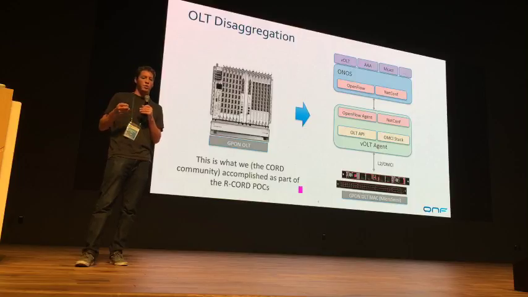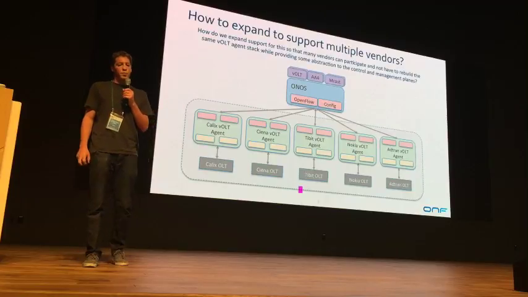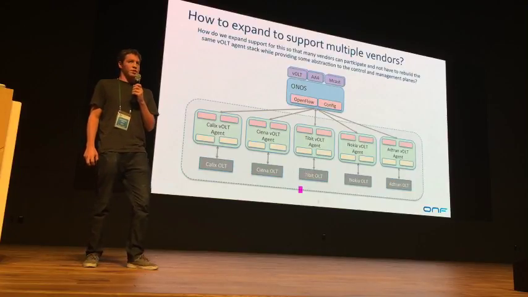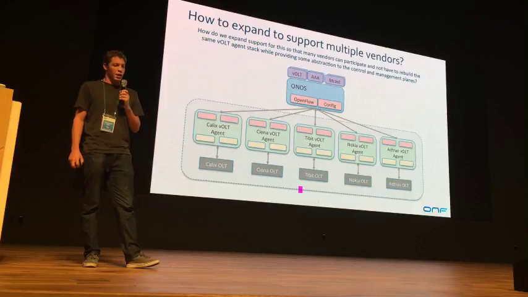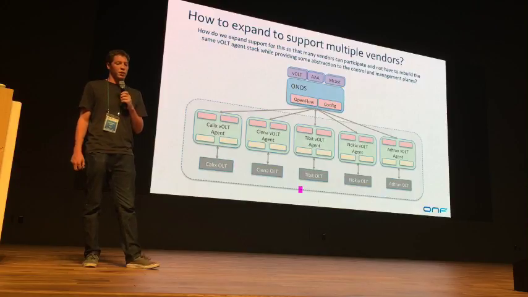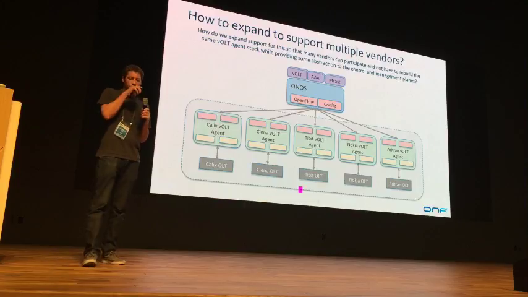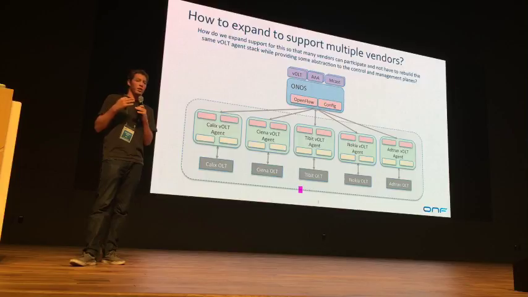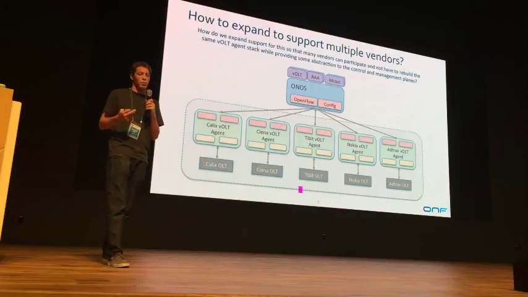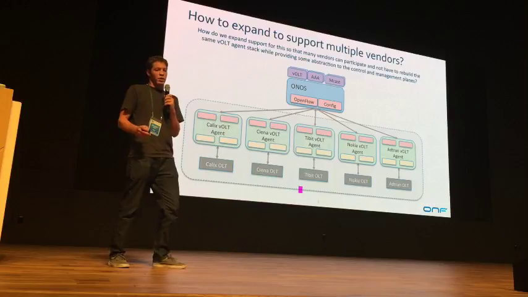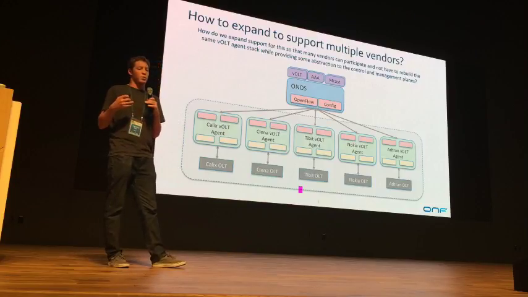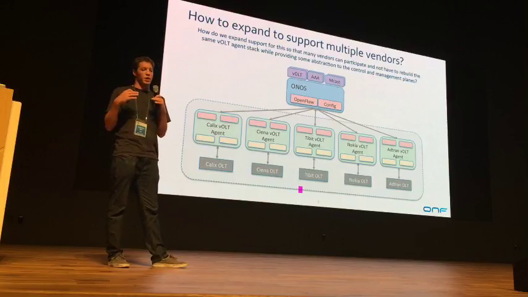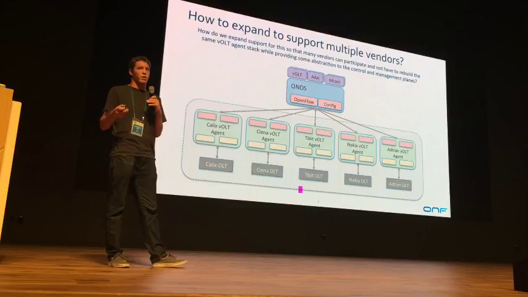But it doesn't scale well to multiple vendors. There exist a lot of different OLT vendors in the industry, such as Calix, Ciena, Tibit, Nokia, and ADTRAN. And we still want to be able to leverage the principles of disaggregation and separate out the control functionality, even with these vendors. And so there was a large desire in the industry to build out a common agent or common abstraction layer that we can use to support multiple different vendors.